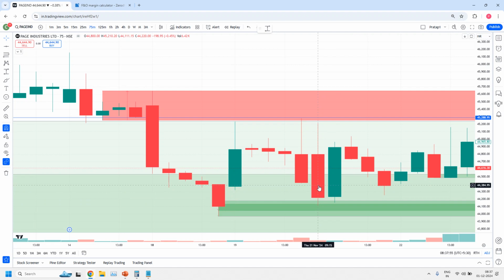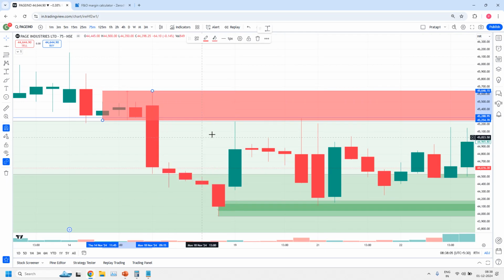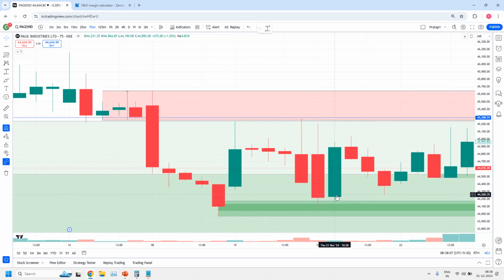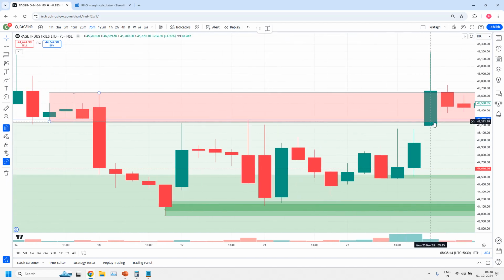It gave the trade on 21st November at 9:15. This is a dark color. Let me make it a light color. Okay. So it took a trade at 9:15, and it reached the target on 25th November. This is our trade, and here you would have exited.